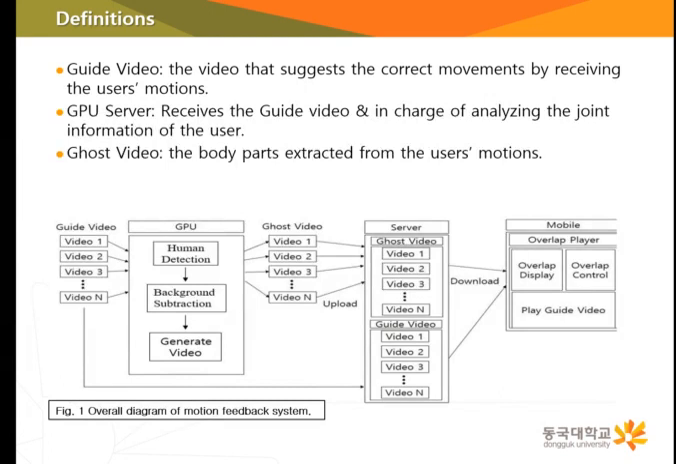If you look at figure one, it shows the overall diagram of the motion feedback system. The videos are sent to the GPU server, and the GPU server extracts only the body parts from the videos and generates the ghost video. And the guide video and ghost video are sent to the server, where the users can access their videos and get feedback from the guide video.